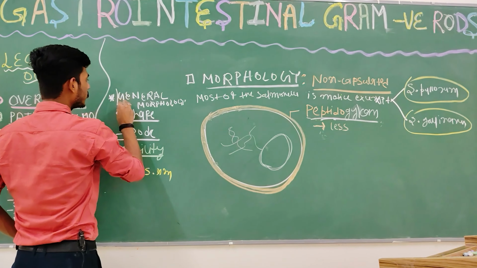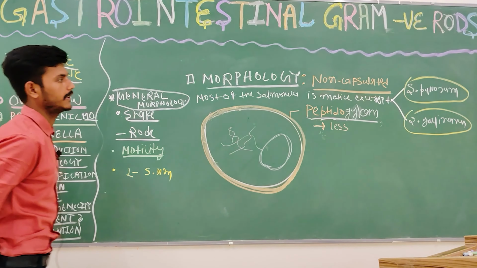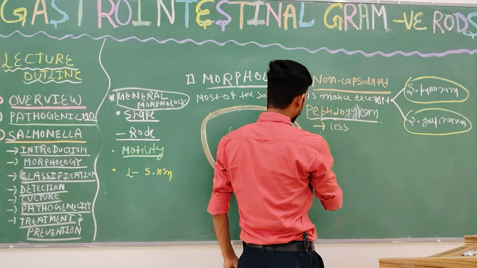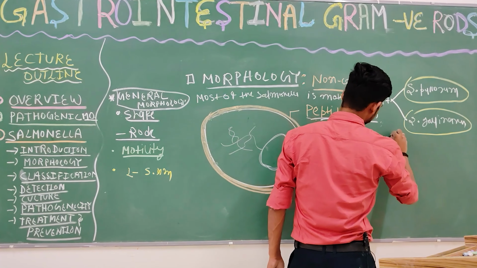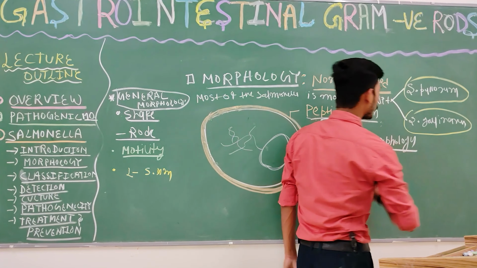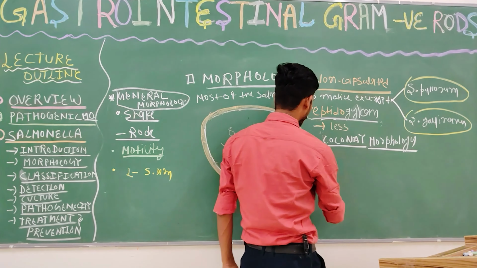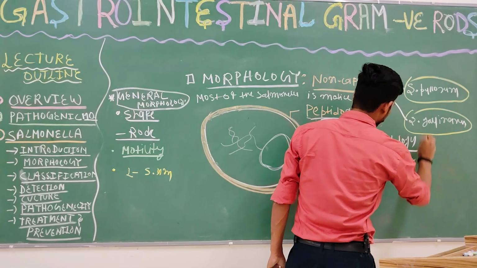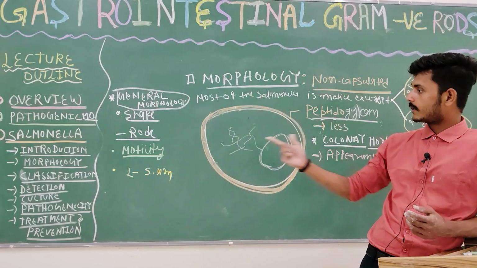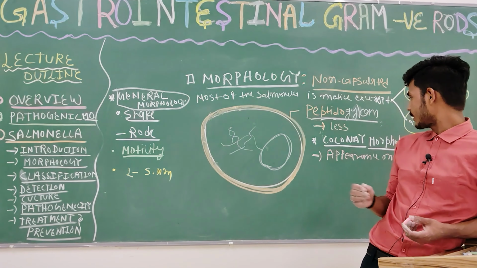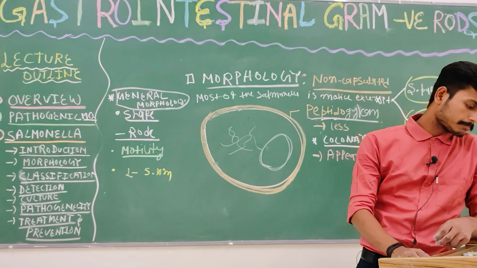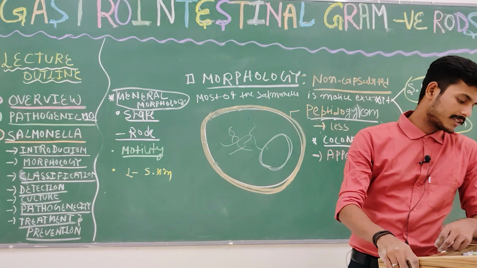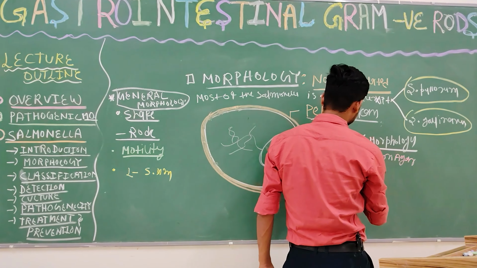Now, in order to see, we have to basically culture this bacteria. So for culturing, now we are discussing their colony morphology. So another morphology is the colony morphology. In the colony morphology, the first thing we have to understand is their appearance on the agar plate. So when you take the sample and culture this bacteria on the agar media, you will see these bacteria colonized, and they appear colorless. Fine. It appears colorless. Write it down.